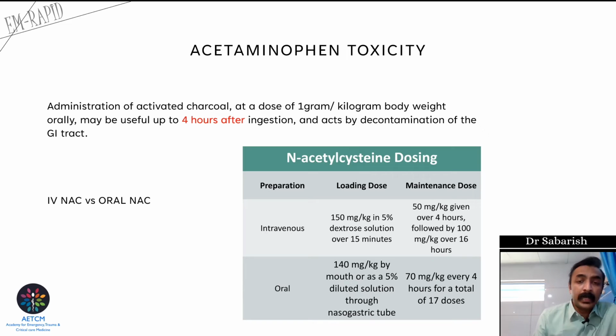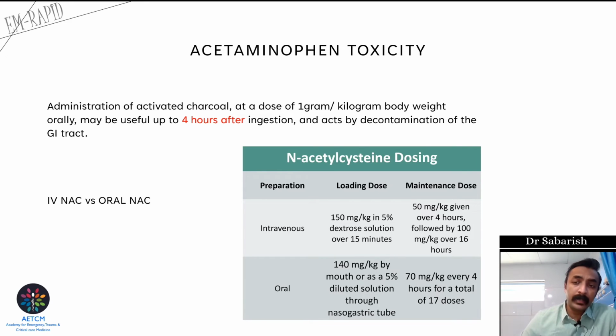And the specific antidote, as you all know, is N-acetylcysteine, which can be given either as an oral dose or an IV dose. The loading dose for intravenous is 150 mg per kg in 5% dextrose over 50 minutes, followed by an infusion of 50 mg per kg given over 4 hours, followed by 100 mg per kg over 16 hours. There is also an oral dose as written below. You can all read that.